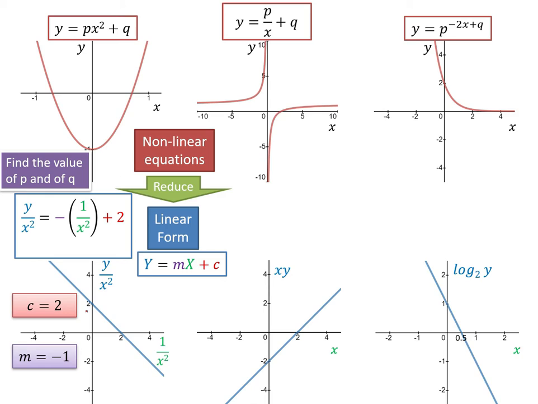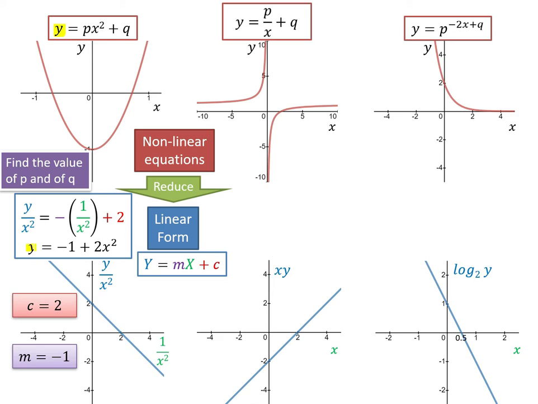Is it possible for us to change back the linear form into the non-linear equation? Non-linear equation, you can see the subject is y. So we do not want y over x squared. What should I do? Times x squared. Yes, multiply x squared both sides. So it becomes y equals to -1, the over x squared is gone, plus 2x squared. So 2 becomes 2x squared after you multiply with x squared.